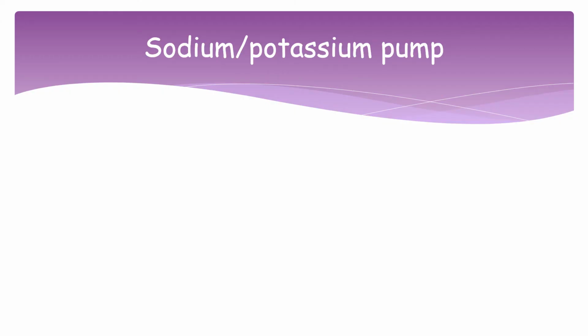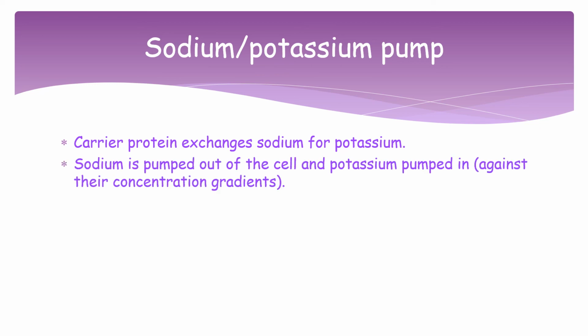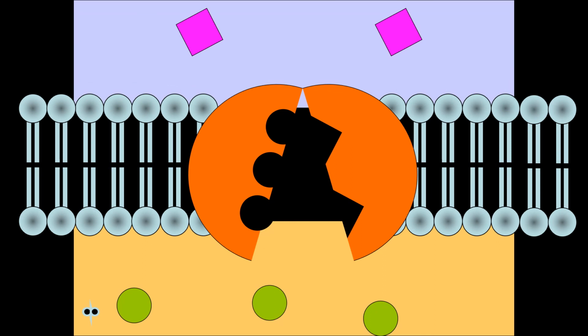So an example that you need to know of active transport is the sodium-potassium pump. It's where a carrier protein exchanges sodium for potassium. So sodium is pumped out of the cell and potassium is pumped in against their concentration gradient, and it is important for the correct working of nerve cells and their correct transmissions. So here is a picture of the sodium-potassium pump.